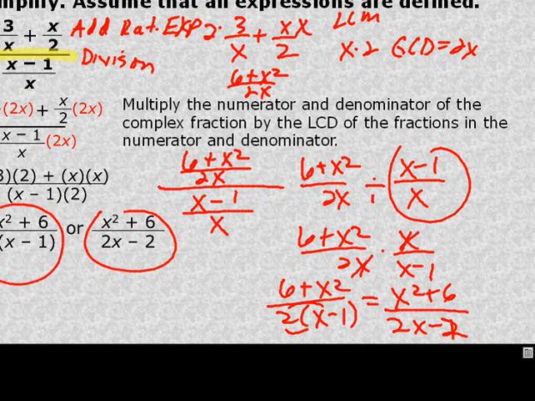So you can look at what they've done. I think ultimately they've done the same kinds of things that I did, but I think of it a little bit differently. I added my rational expression to get this, and then it turned into just a regular division problem.